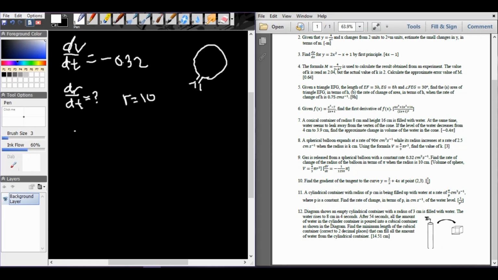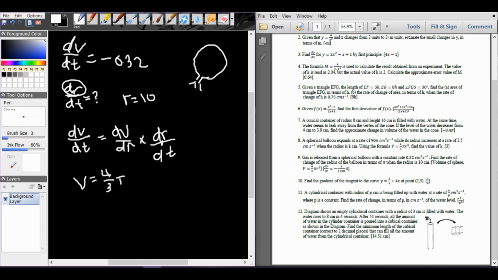This question will also use the chain rule. dV/dt equals dV/dr times dr/dt. Why do we know that this is dV/dr? Because we are asked to find dr/dt, so we know there's something related to dr, so we put dr here. dV/dt is given as negative 0.32, so we have to find dV/dr. So we are also given the formula of the balloon, V equals 4 over 3 pi r cubed. So we differentiate V in terms of r. We bring down the power of r: 4 over 3 times 3 is 4 pi r to the power 3 minus 1, squared.